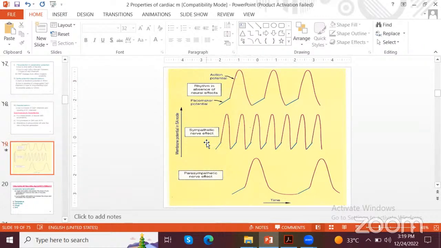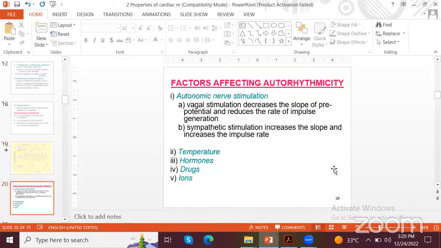But if we stimulate the sympathetic nerve, the sympathetic stimulation will reduce the duration of the pacemaker potential, so the rate of impulse generation is faster. And coming to parasympathetic nerve stimulation, there is a longer pacemaker potential. So we will get a much slower rate of impulses, fewer impulses will be produced.